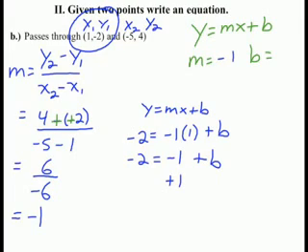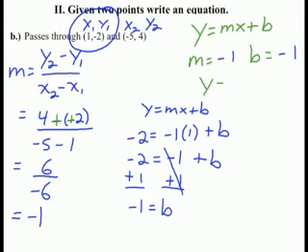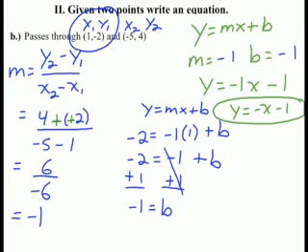Now to eliminate a negative 1, we must add 1 to both sides. The right side, the 1's cancel out. The left side, negative 2 plus 1 is negative 1. So b equals negative 1. So our equation is y equals negative 1x minus 1. Now we can simplify that by removing the 1 in front of the x to make it y equals negative x minus 1.